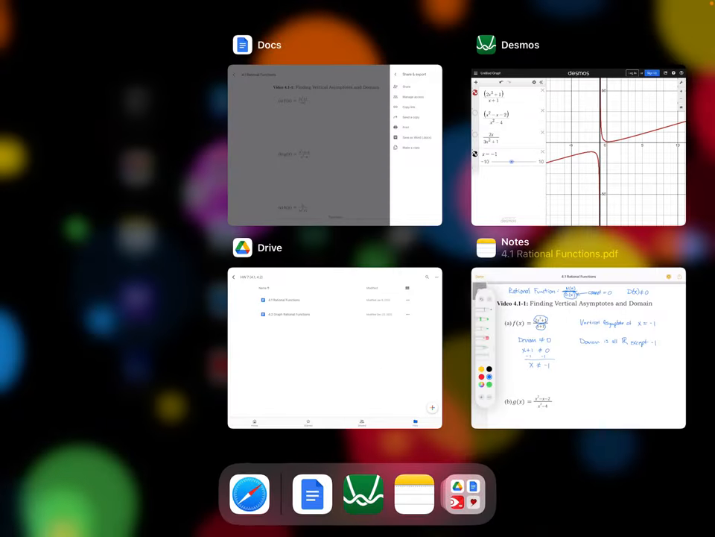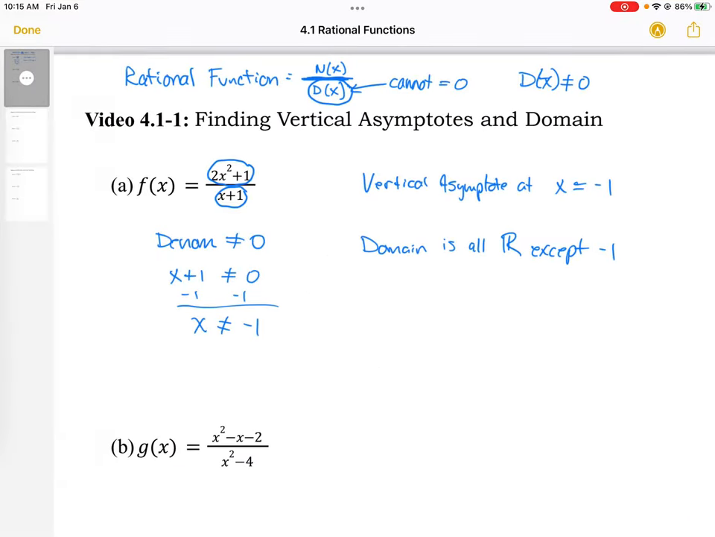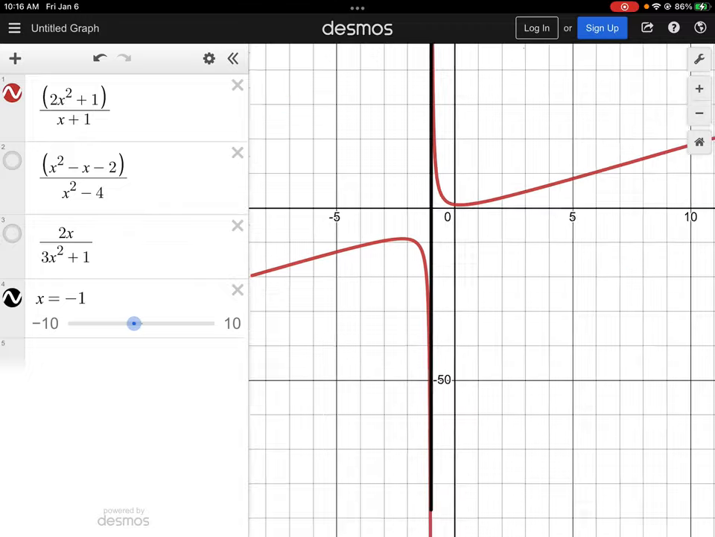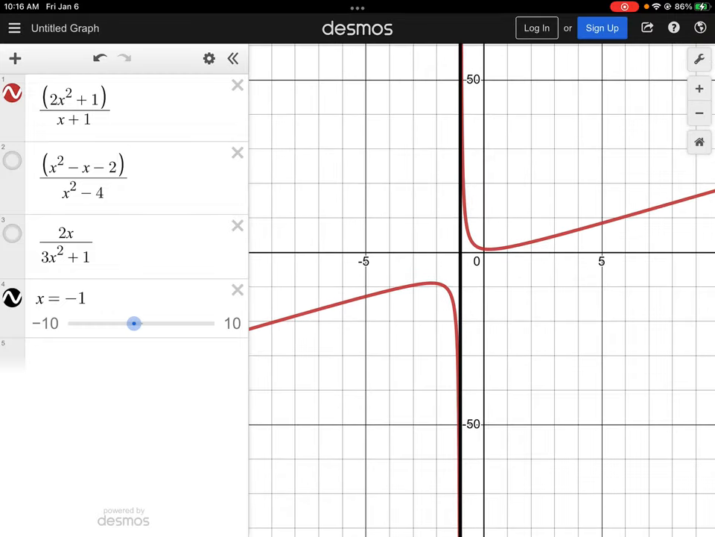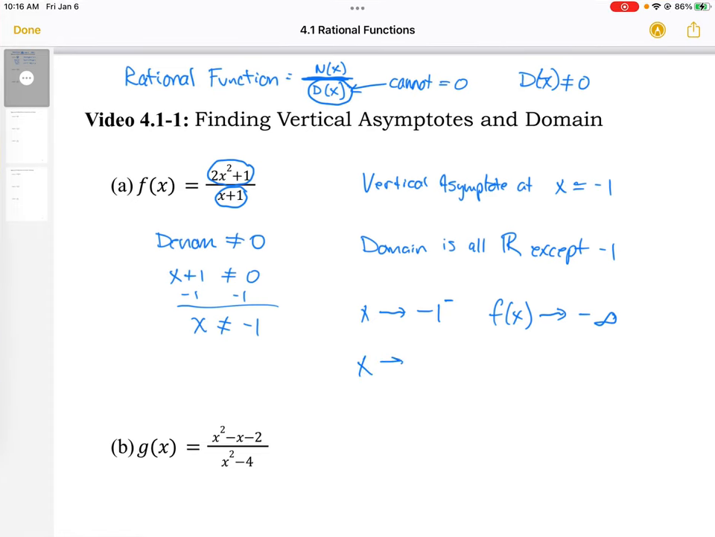So though the question doesn't ask this, we could say as x approaches -1 from the left, f of x, that's our y values, get really negative. Okay, and that was the portion of the graph that is going down. And then as x approaches -1 from the right, our y values are going to get really positive. So as x approaches -1 from the right, f of x, our y values, are getting very positive.